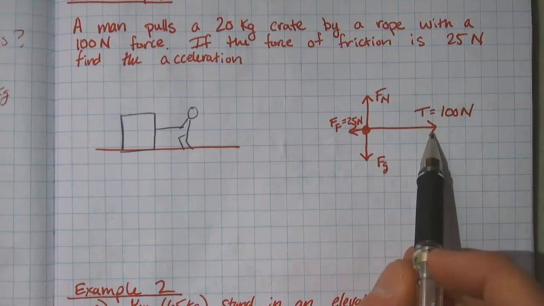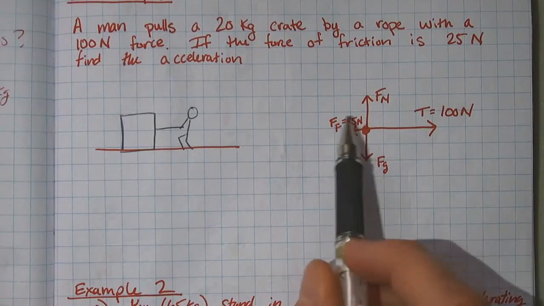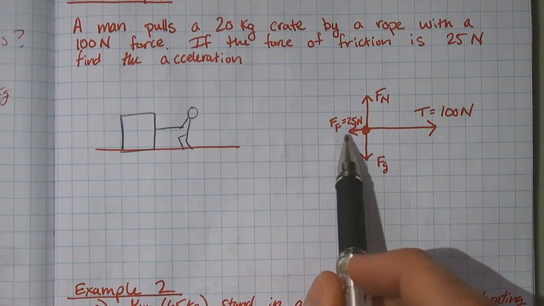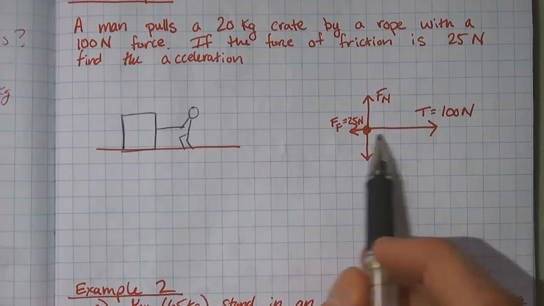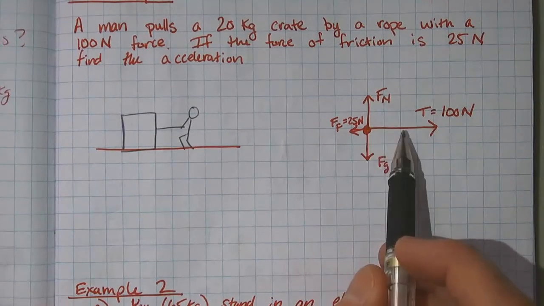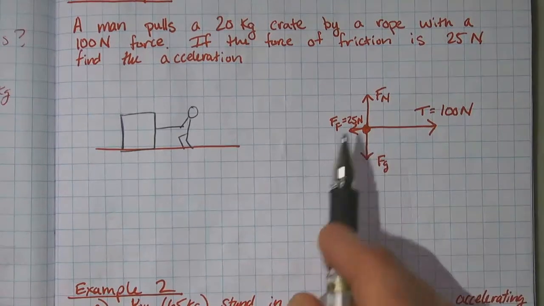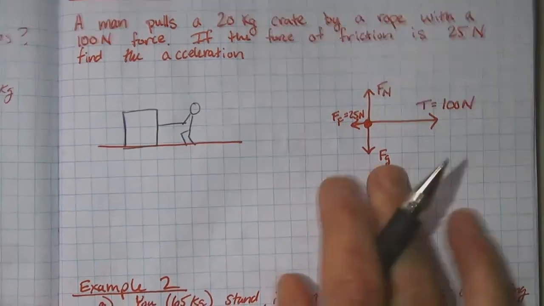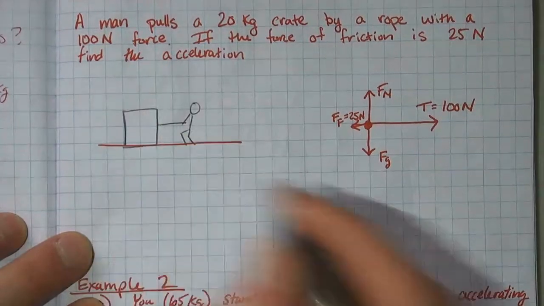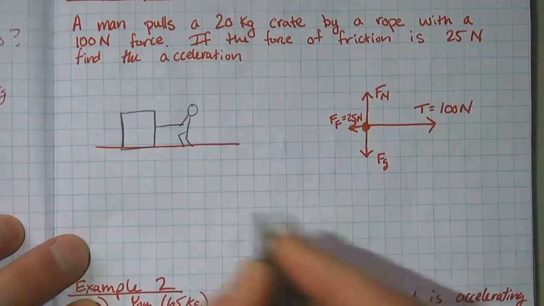We have a 100 Newton force to the right. We have a 25 Newton force of friction to the left. And so what we can see is that we have unbalanced forces, because we have a greater force to the right than we have to the left, which means we have a net force. So if we sum our forces in the x direction, that's going to look like this.